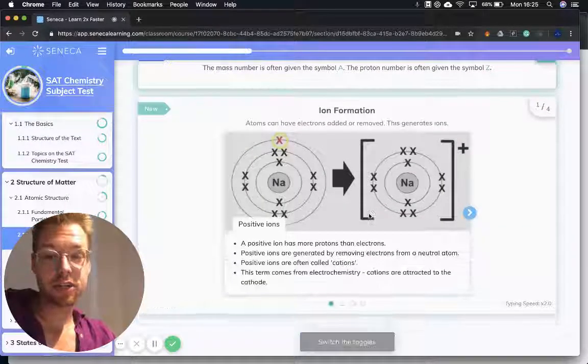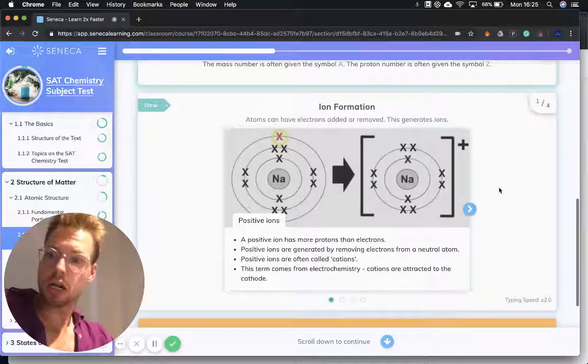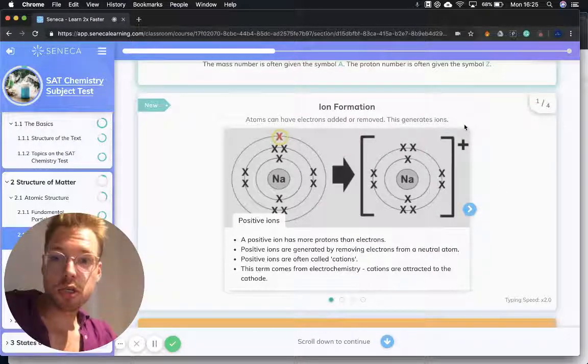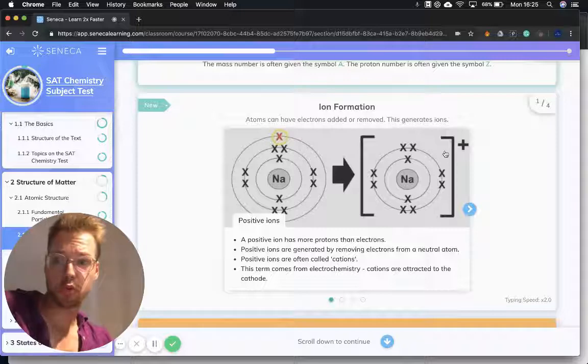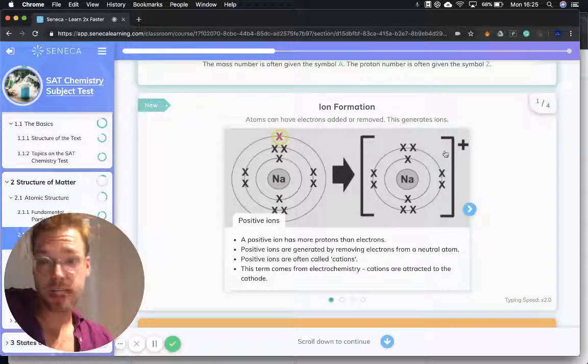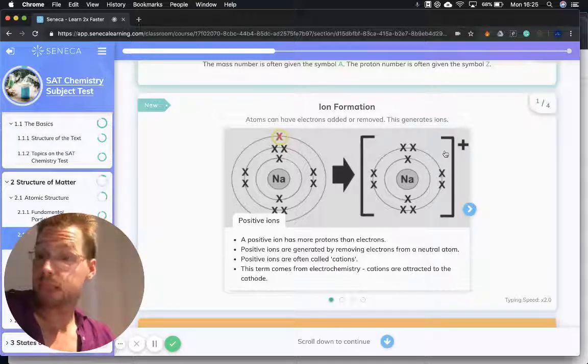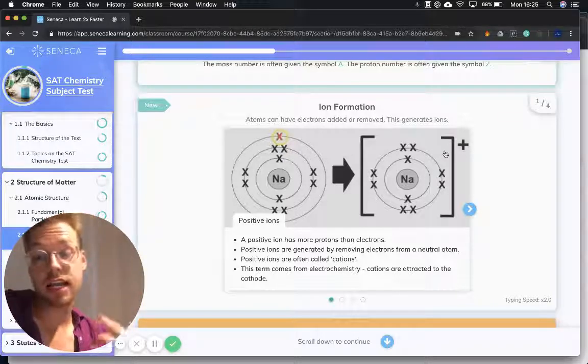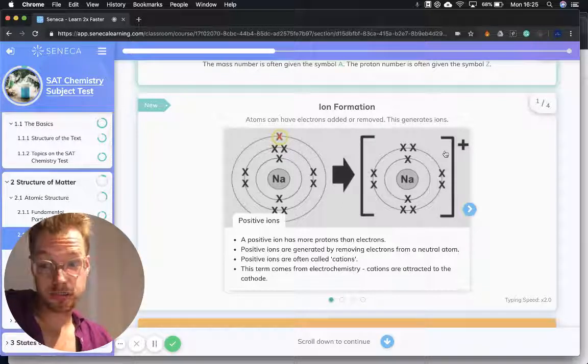Okay, next we're going to be going over ion formation. We're going to get charged today. An atom can have electrons added or removed. This generates ions. A positive ion has more protons than electrons. Remember, this is because protons have a positive charge and electrons have a negative charge. So a positive ion is going to have more protons than electrons.